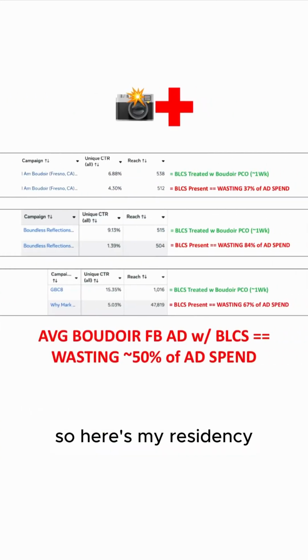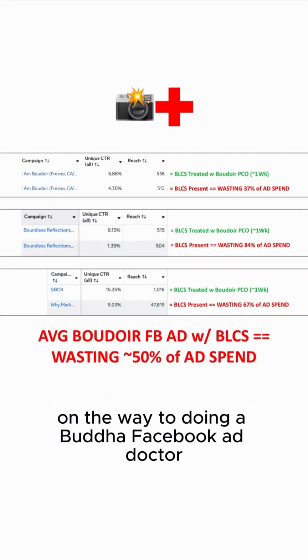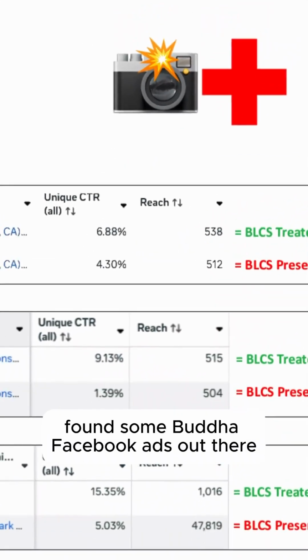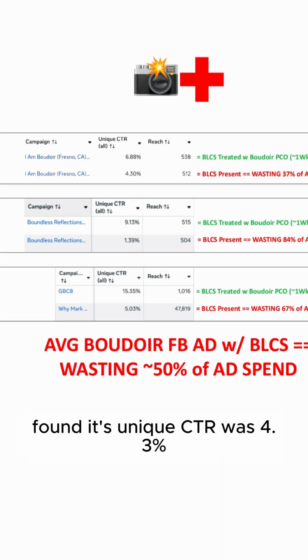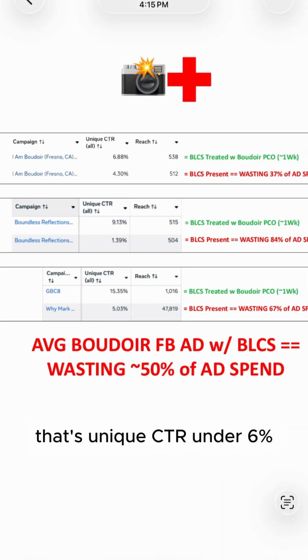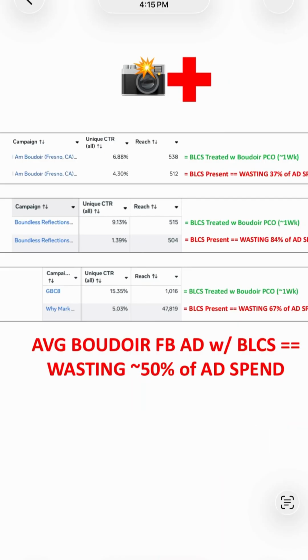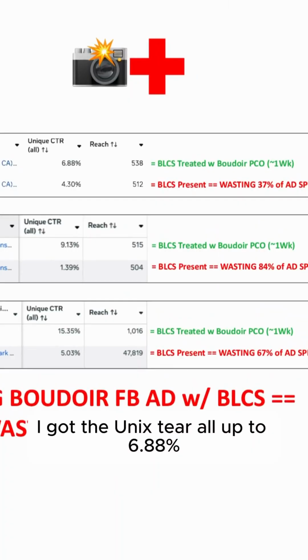So here's my residency on the way to doing Boudoir Facebook Ad Doctor. First thing, I went out, found some Boudoir Facebook ads, pulled the first one into my hospital, tested it, and found its unique CTR was 4.3%. That's unique CTR under 6%. That's BLCS, so we know BLCS is present. So I duplicated it and treated it with Boudoir Pico. It took about a week. We got the unique CTR up to 6.88%.